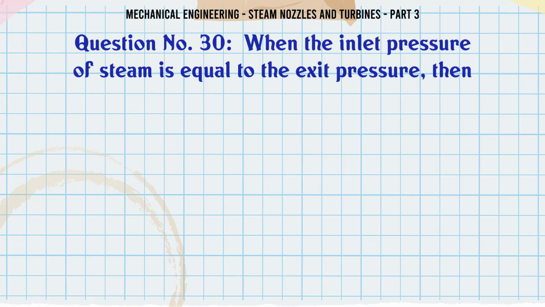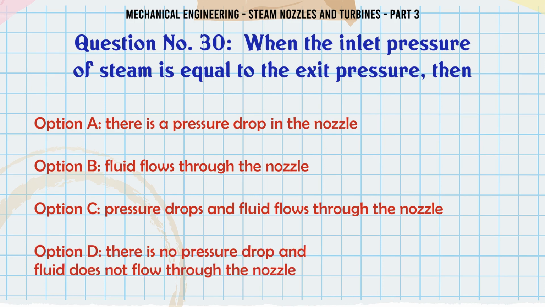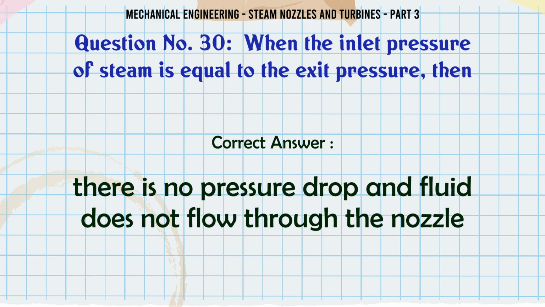When the inlet pressure of steam is equal to the exit pressure, then A. there is a pressure drop in the nozzle. B. Fluid flows through the nozzle. C. Pressure drops and fluid flows through the nozzle. D. There is no pressure drop and fluid does not flow through the nozzle. The correct answer is there is no pressure drop and fluid does not flow through the nozzle.